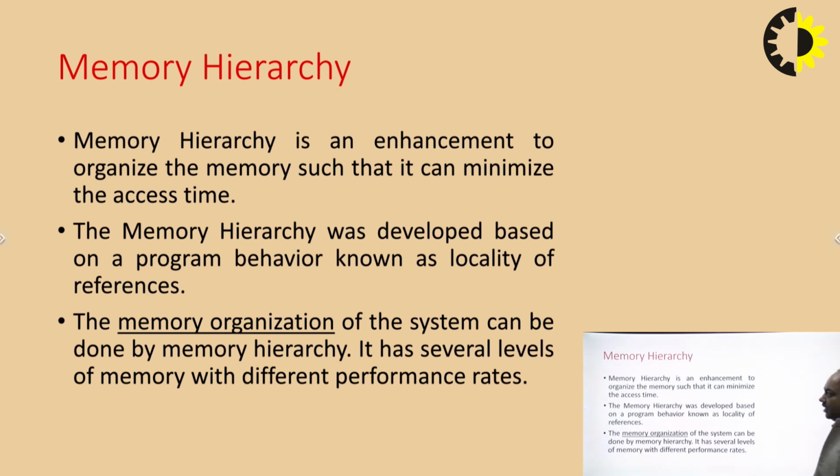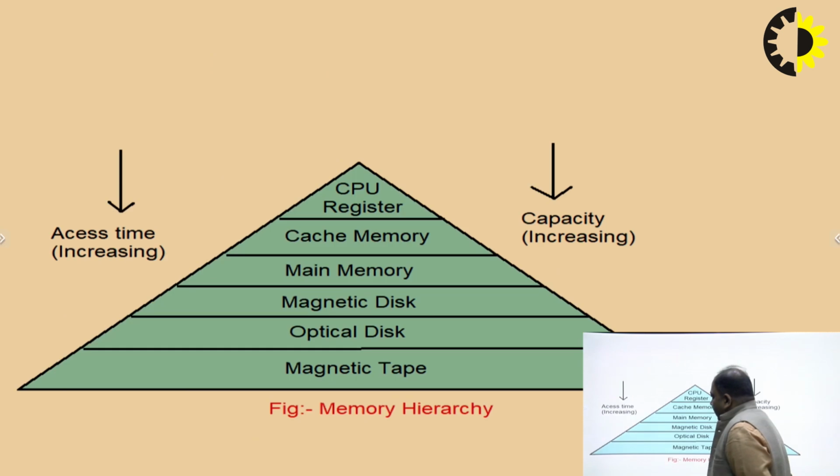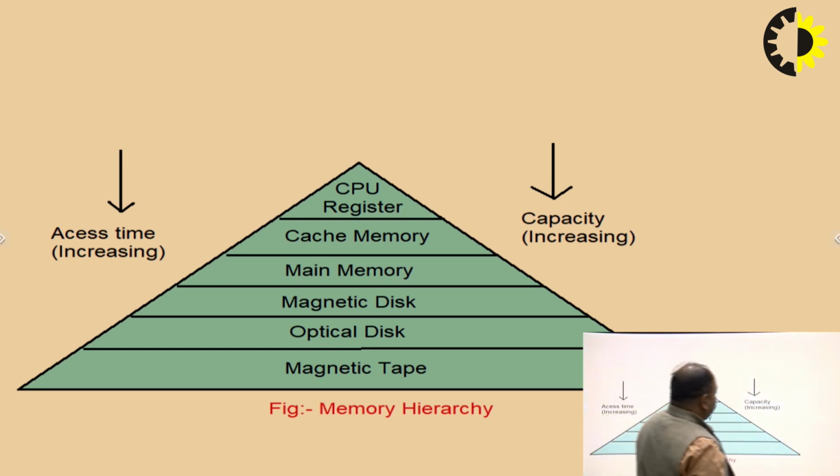What is memory hierarchy? Memory hierarchy is an enhancement to organize the memory such that the minimum access time will be at the top of the hierarchy. Minimum access time and minimum size are at the top of the stack, and the memory which is larger in physical size and takes the maximum access time will be at the lower part of the hierarchy, like this. So what we are seeing here is that access time is increasing and capacity is also increasing.